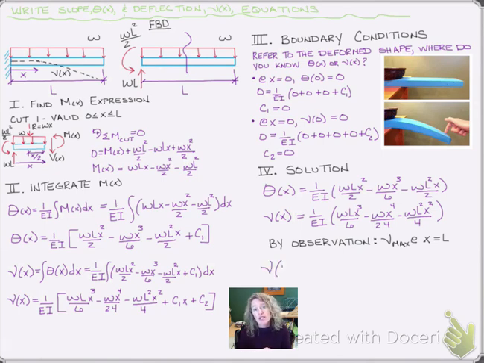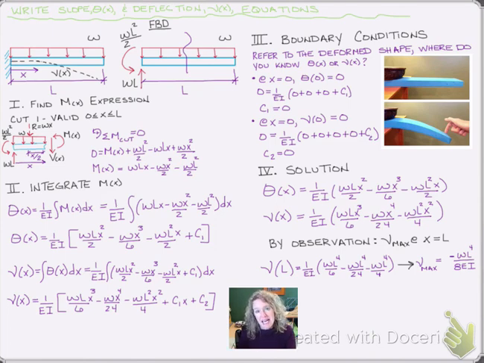Now by observation, we can definitely say that the max is at L, so let's just plug that in and see what we get. And so when we solve these fractions, we're actually going to end up with negative WL to the 4th over 8EI. And that's important that that comes out as negative because it tells us it's going down.